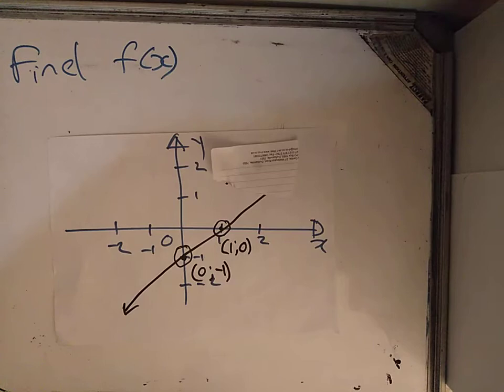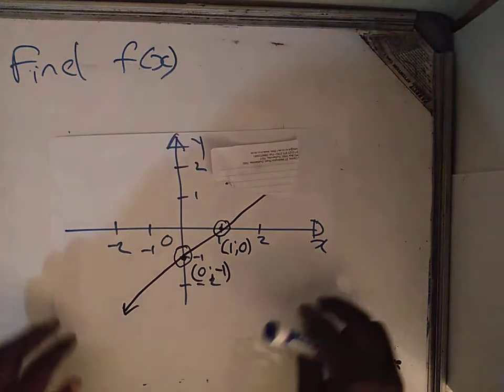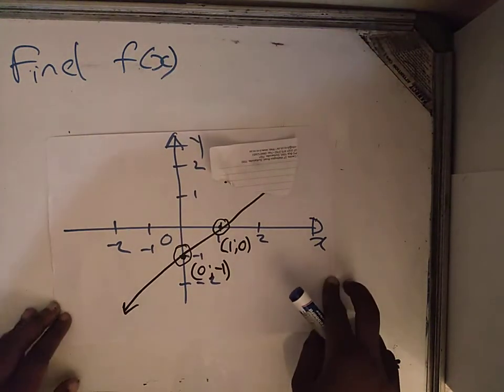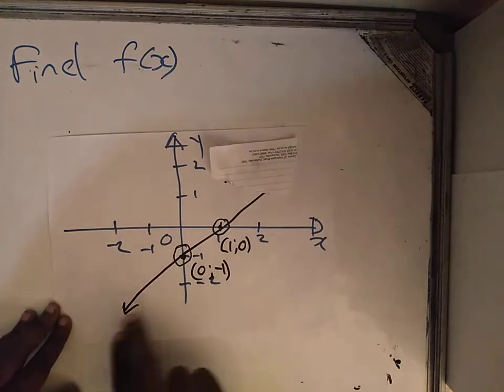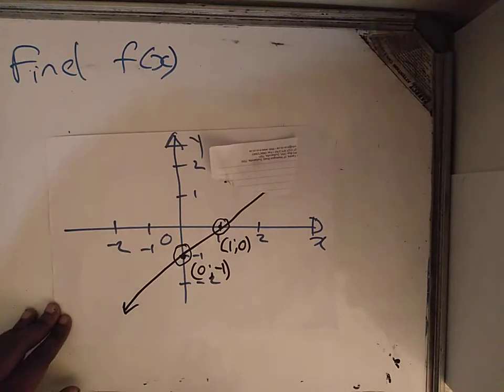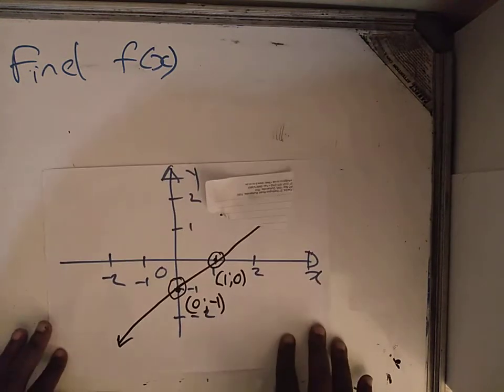In some cases, you will be told that this is a straight line. But in some other cases, you will need to see for yourself that this is a straight line and then take it like that. Okay, let's say you were not told that this is a straight line. They just say find f at x, and you do not know what it is. Now, when you look at this graph, you can see what is it? It is a straight line.